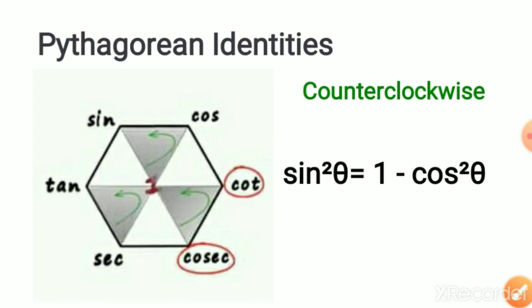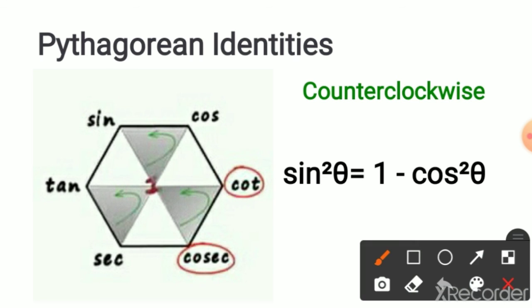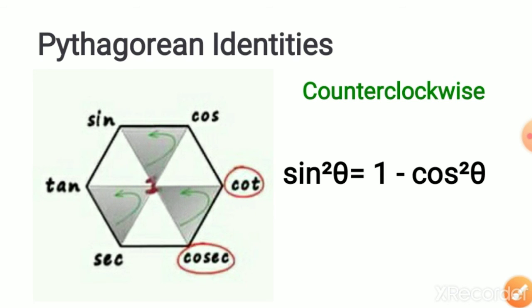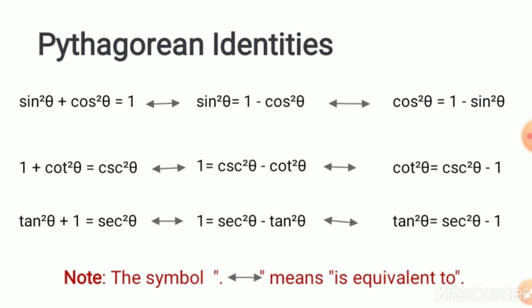In counterclockwise, the operation will be subtraction. For example, sine squared theta is equal to 1 minus cosine squared theta. If we sketch it in the hexagon, it will look like this. Sine squared theta here is the difference since it is where the arrow ends in counterclockwise. So that's how it looks like. So here is the full set in the Pythagorean identities.